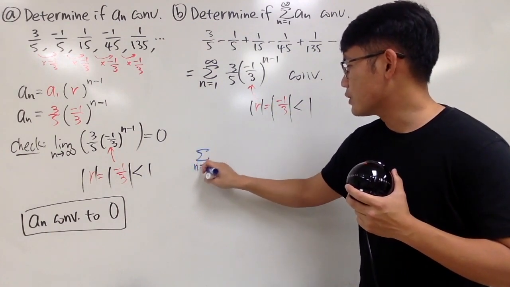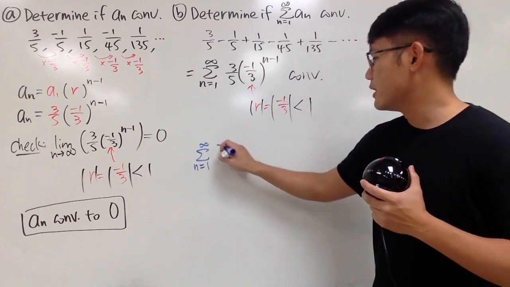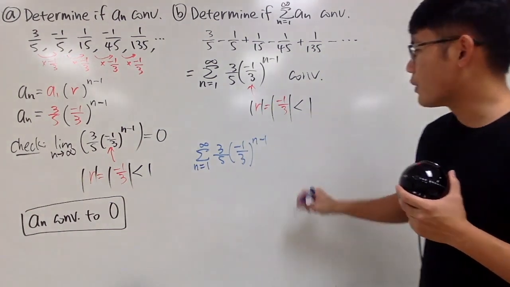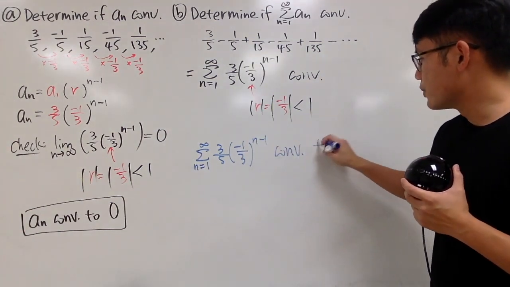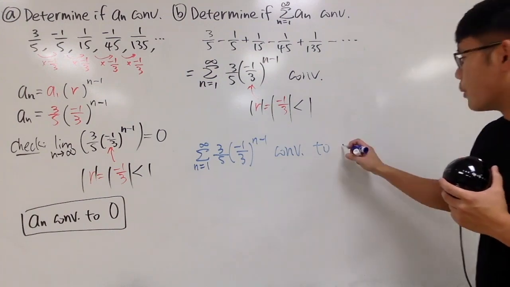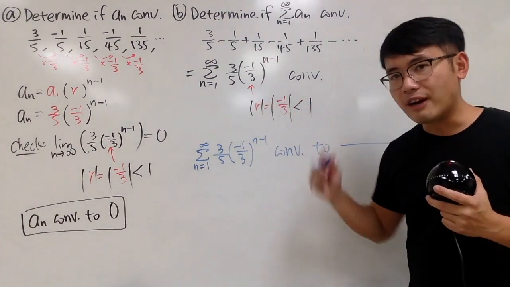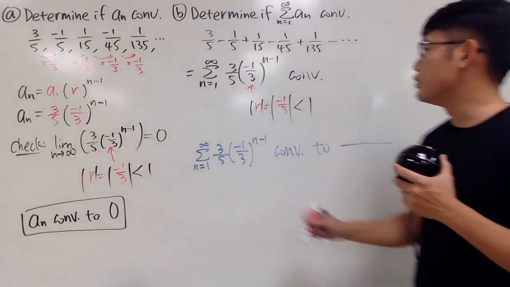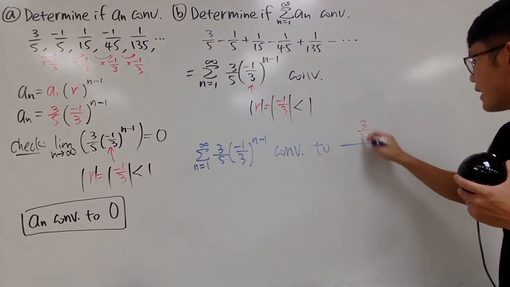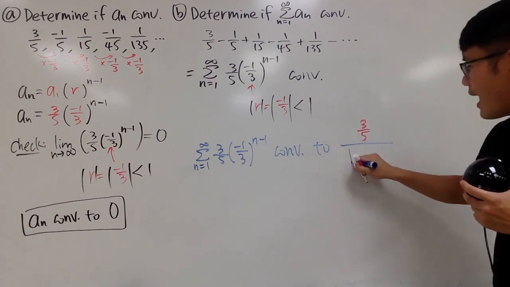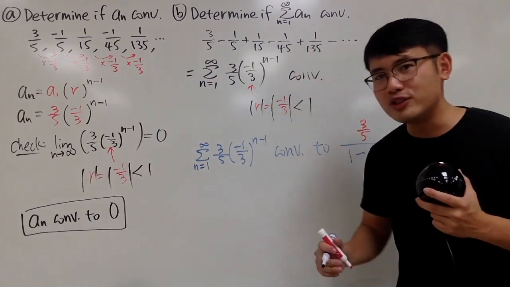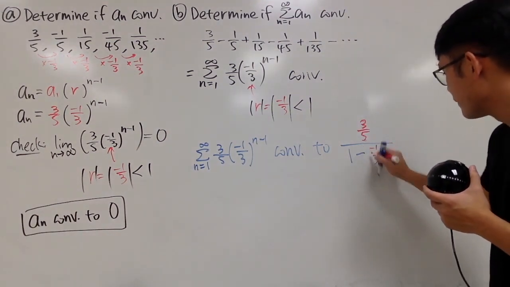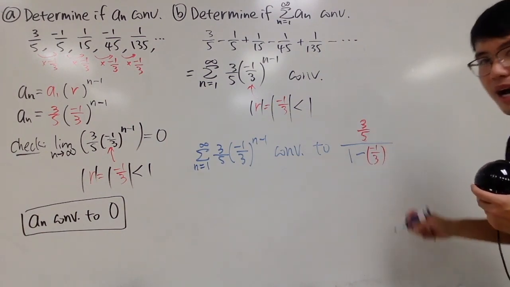The sum as n goes from 1 to infinity of 3/5 times (-1/3) to the n-1 power converges to, well, the formula as I told you, when this converges, all we need is the first term. So we look at the first term, which is 3/5. Just put that down. And we do 1 minus the common ratio, namely -1/3. So just put that down right here, -1/3.